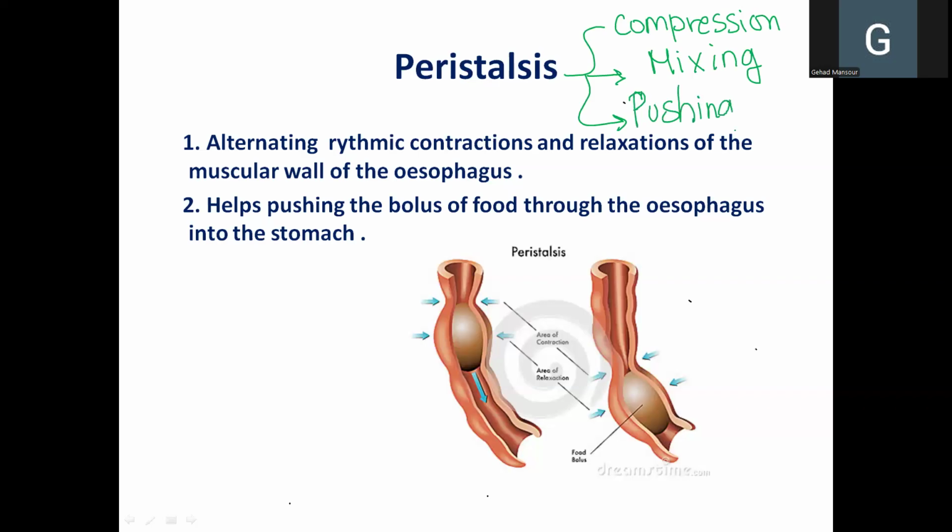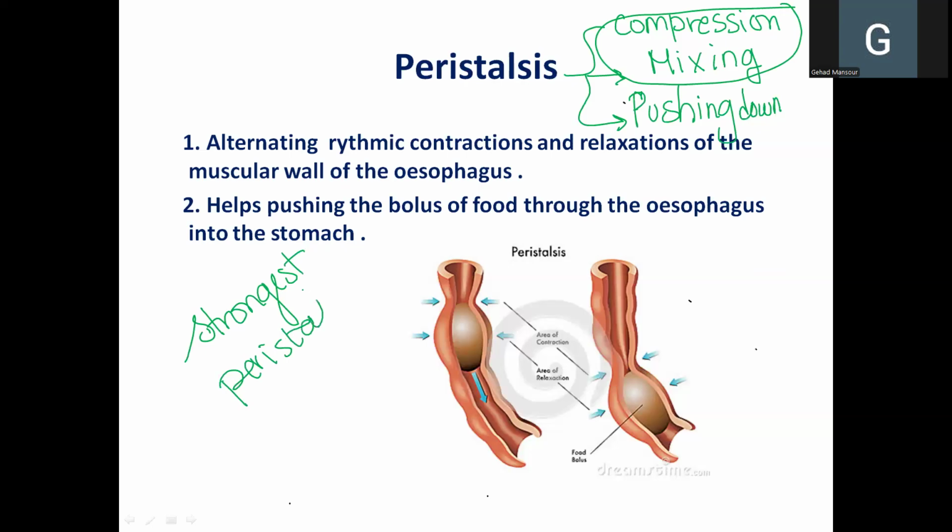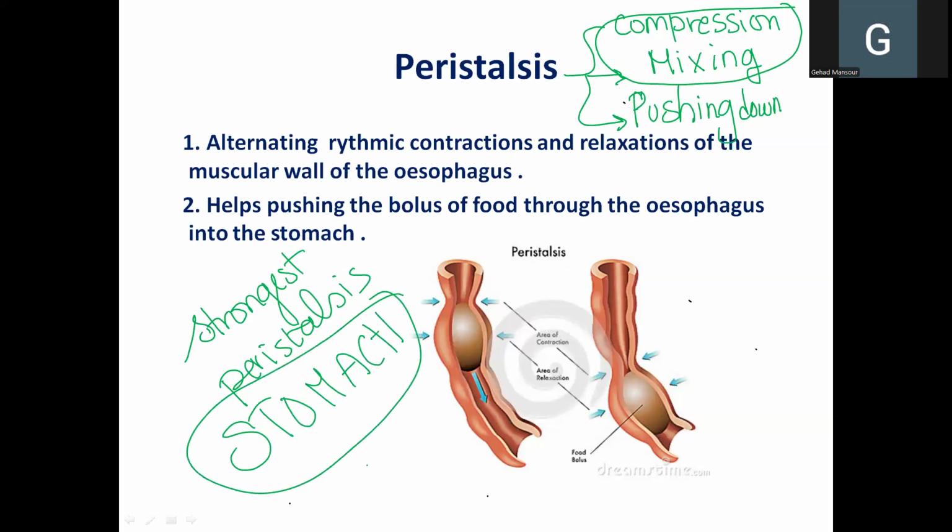Of course, pushing down is not related to mechanical digestion, but compressing and mixing food, it's like a mixer effect. Of course, with different degrees. The strongest peristalsis is done in the stomach. The strongest peristalsis is obtained where? It is obtained in the stomach. And needless to say, it is obtained in the stomach because the stomach has the strongest wall. The strongest muscular wall is present in the stomach.